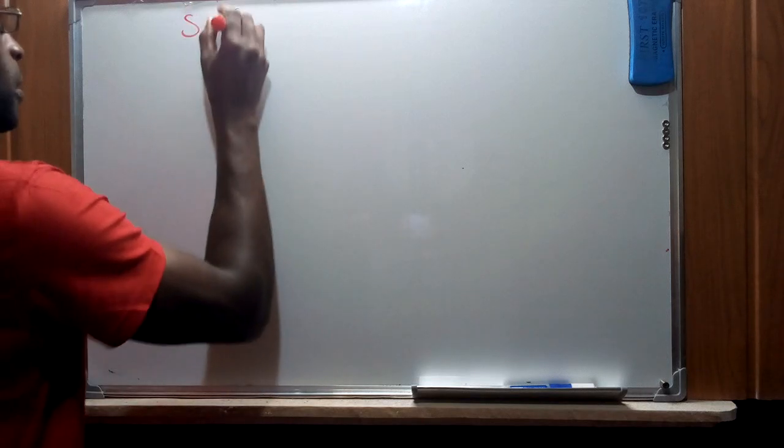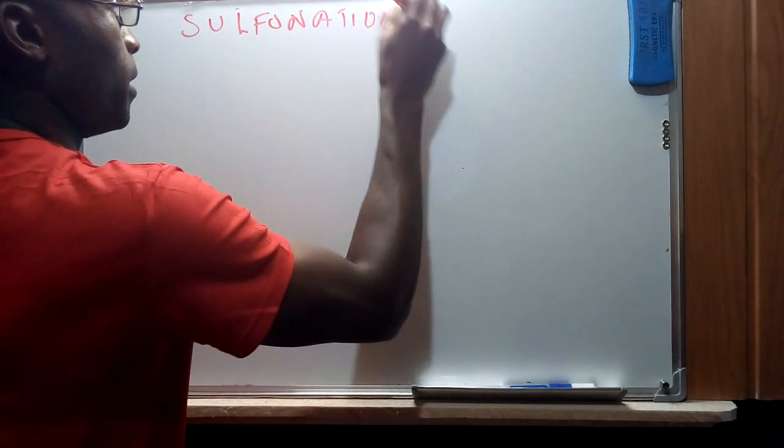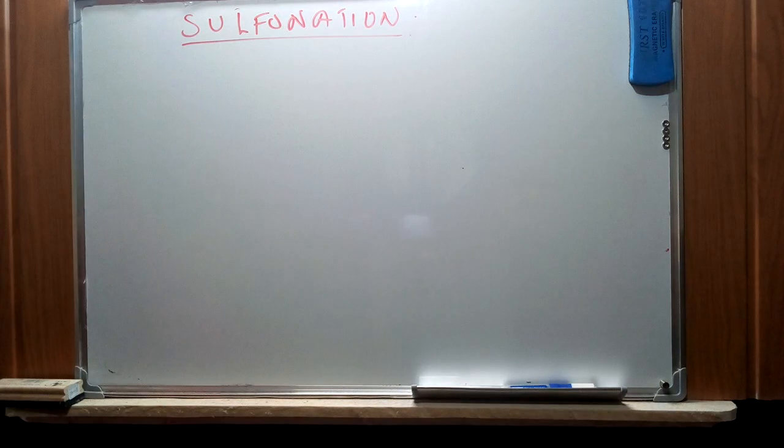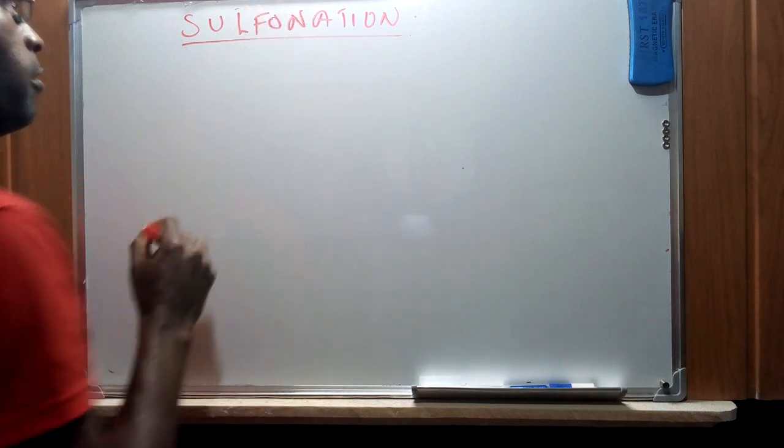Today we are going to look at one of the examples of a reaction under the electrophilic aromatic substitution reactions that we have discussed in some of our videos. Our topic for today is sulfonation, one of the processes of electrophilic aromatic substitution reactions, which we have mentioned in one of our videos.